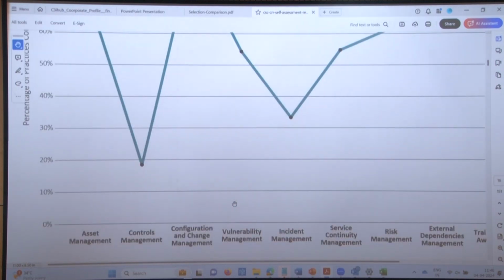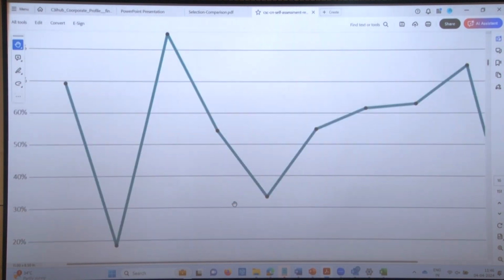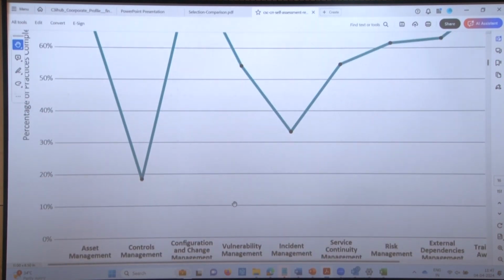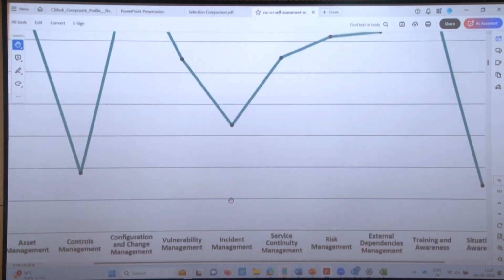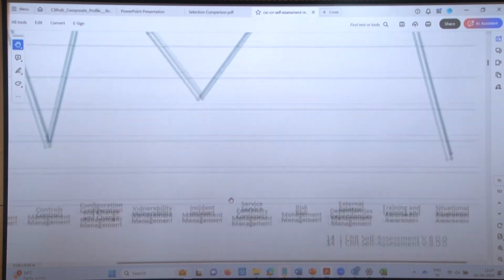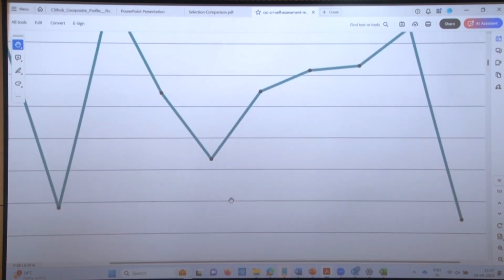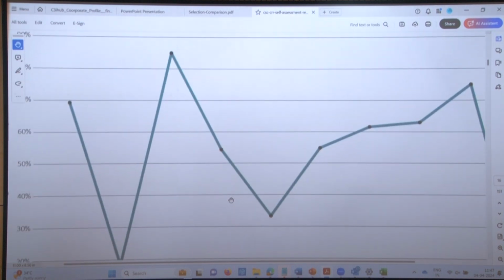So this is another view of the percentage of practices completed. You see that in controls management we are less than 20%. In incident management we are less than 40%, and in situational awareness also we are less than 20%. So these are some of the major concerns, and this is the view that your board will like to see.